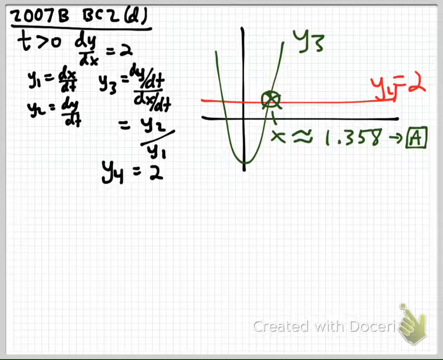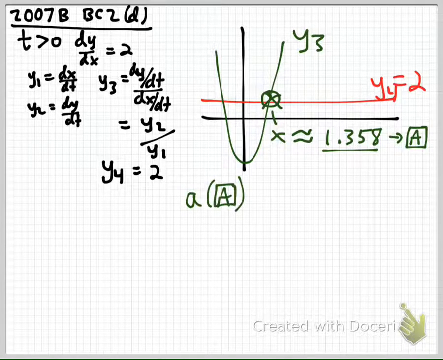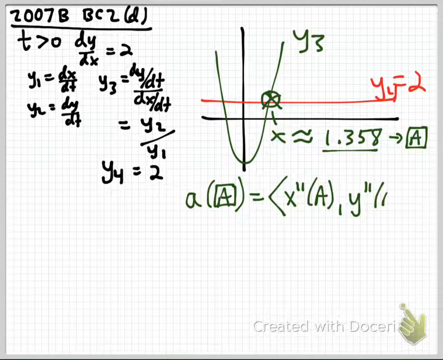And what it says is, it already tells us that there will be a point on the curve where the line tangent has slope 2. And at what time is the object at that point? Well, we already solved that part, and you'd already get 2 points for that, and then find the acceleration vector at that point. Well, all you have to do is do this. The acceleration vector at time A is equal to the x double prime at A, comma, the y double prime at A.